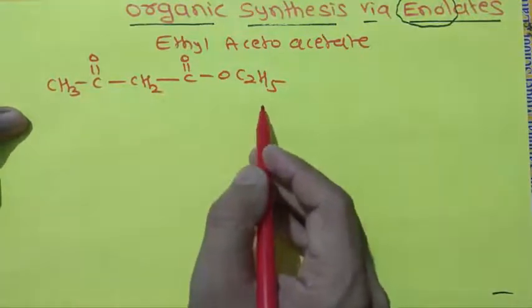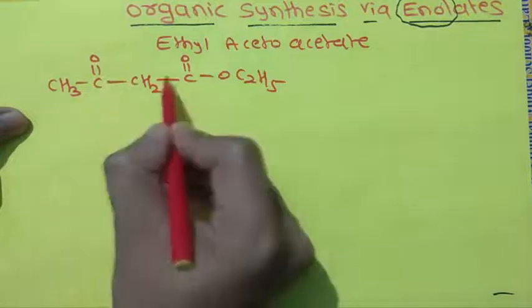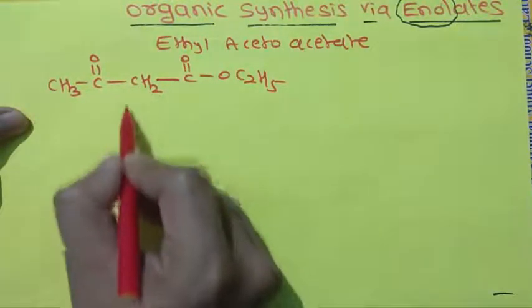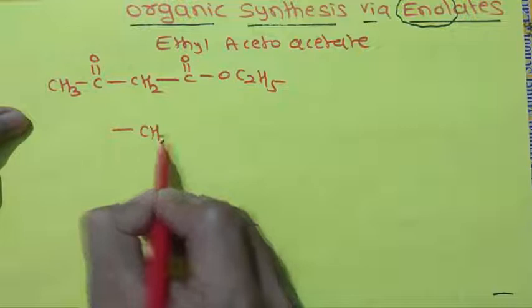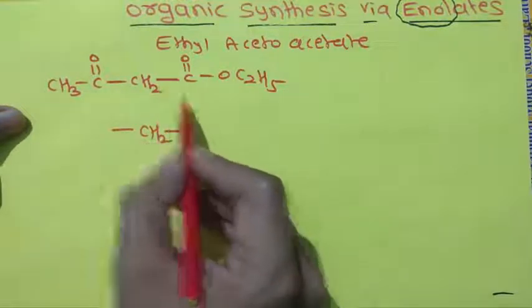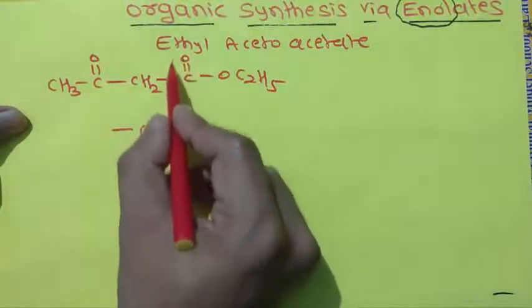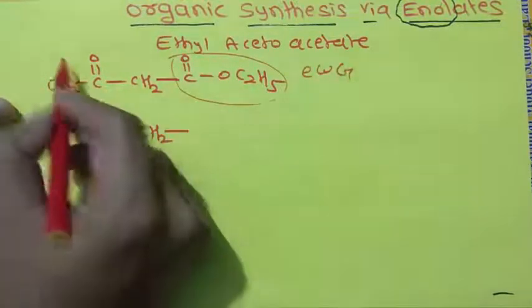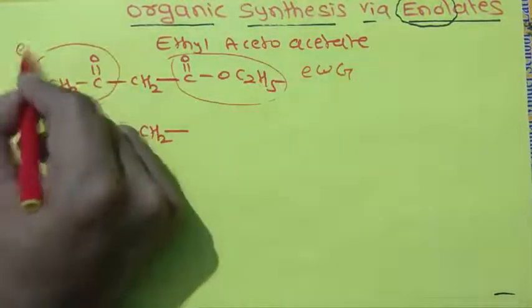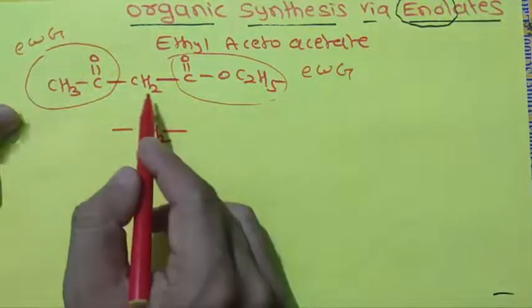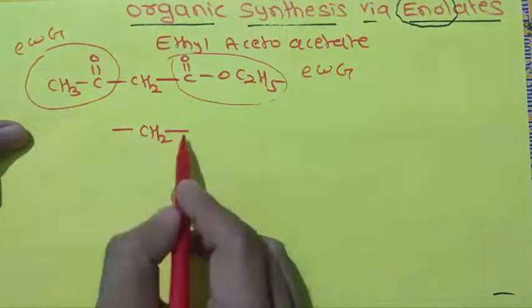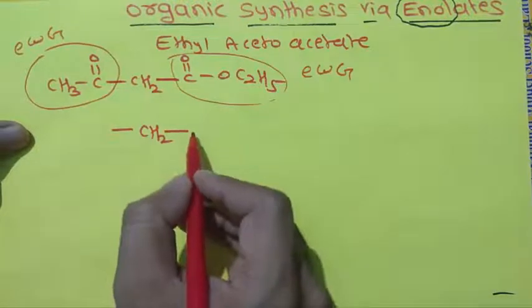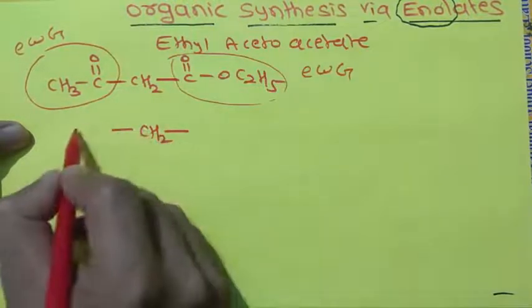In this molecule, see carefully, this is the CH2 group. This CH2 group is present in between two electron withdrawing groups. This is also an electron withdrawing group. Two electron withdrawing groups, and the CH2 group is present in between them.